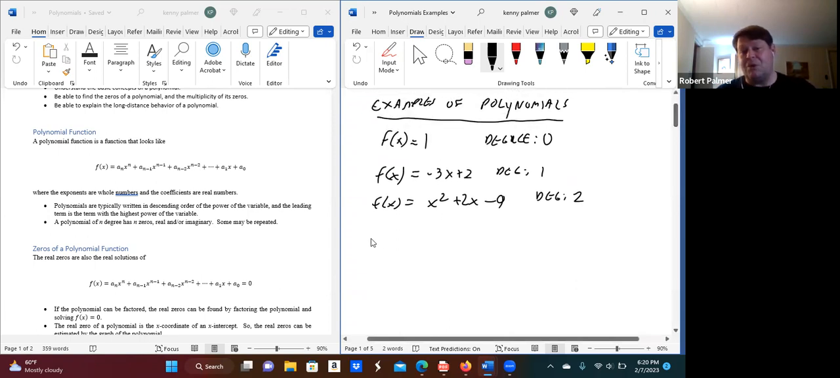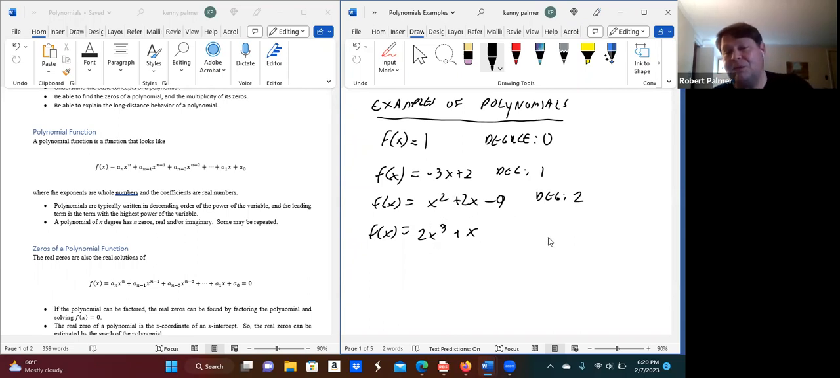Okay, and so on. We can do a cubic function, like 2x cubed plus x. In this case, they all once again have this form in descending order, highest power first. This one has a degree, of course, of 3.